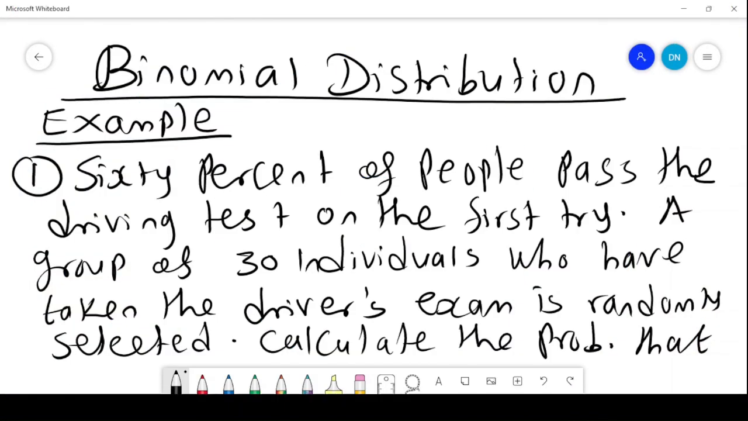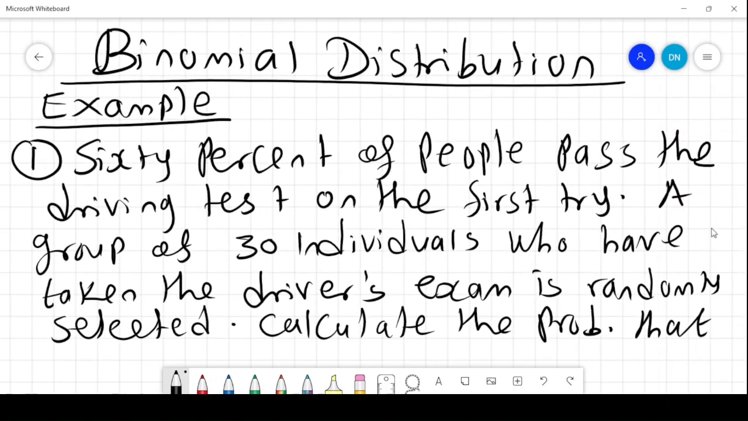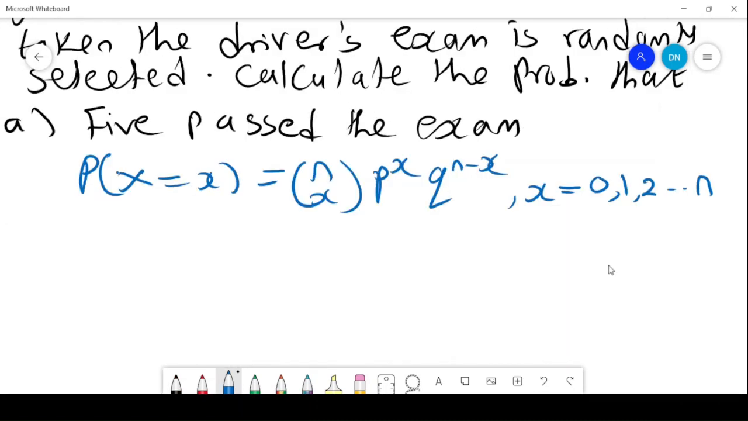We consider the binomial distribution with an example. 60% of people pass the driving test on the first try. So whenever there is a test, 60% will pass the test the first time. A group of 30 individuals who have taken the driver's exam is randomly selected. Calculate the probability that exactly 5 pass the exam.